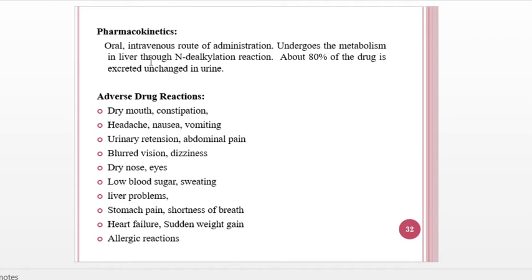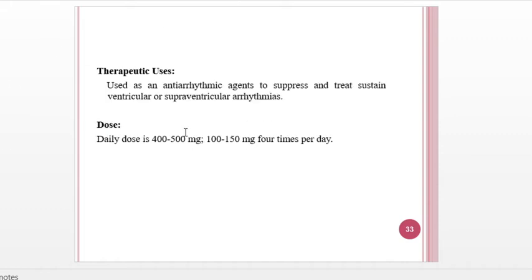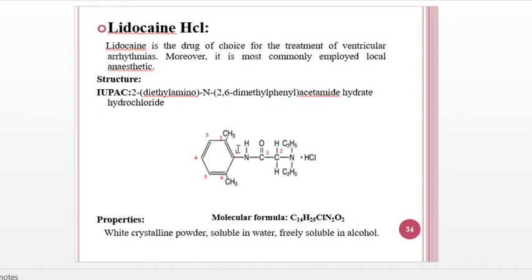Pharmacokinetics: it is given orally, and the intravenous route is also used. It undergoes metabolism in the liver through N-dealkylation, and about 80% of the drug is excreted unchanged in urine. Okay, so these are the adverse effects. Therapeutic use: it is used as an antiarrhythmic agent to treat sustained ventricular or supraventricular arrhythmias. The dose is 150 mg, four times per day.